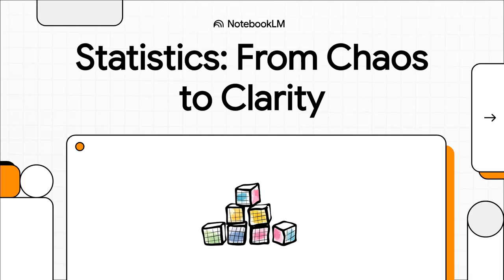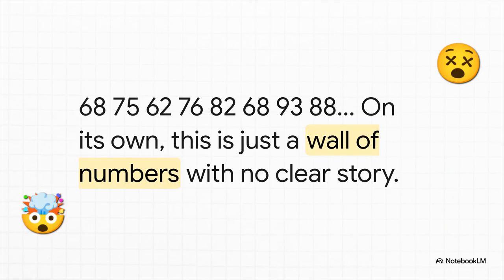Have you ever stared at a big list of numbers and your eyes just glaze over? It feels like total chaos, right? A meaningless jumble. But what if I told you there's a way to turn all that noise into a crystal clear story? Well, there is. Let's dive in.